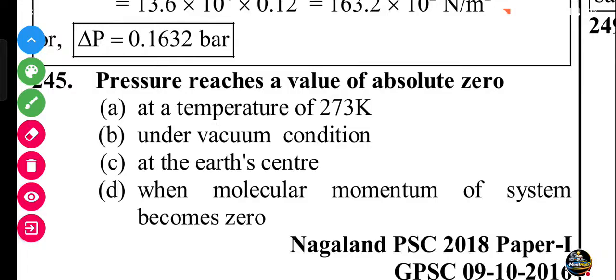Next question: the pressure reaches a value of absolute zero at a temperature of 273 Kelvin under vacuum condition at the Earth's center when the molecular momentum of the system becomes zero. D is the preference.